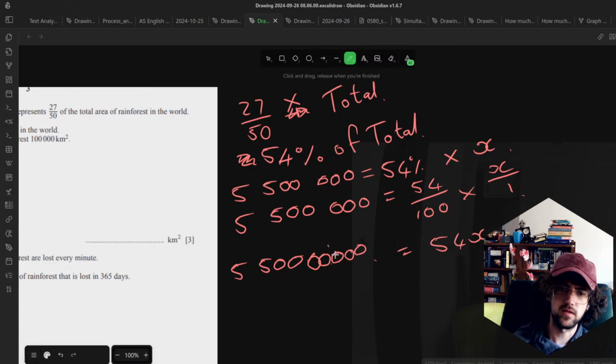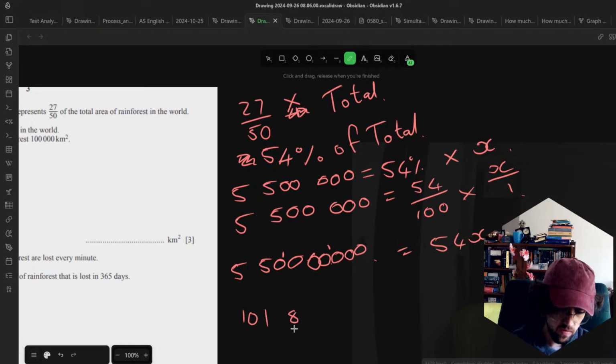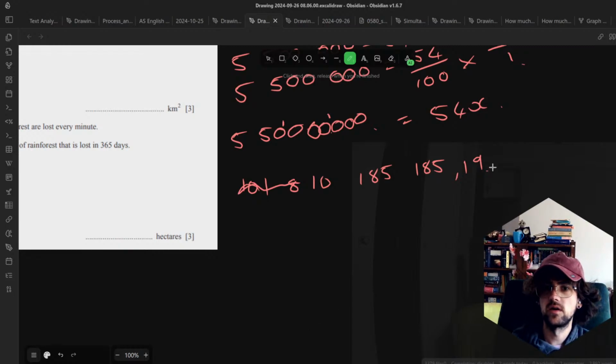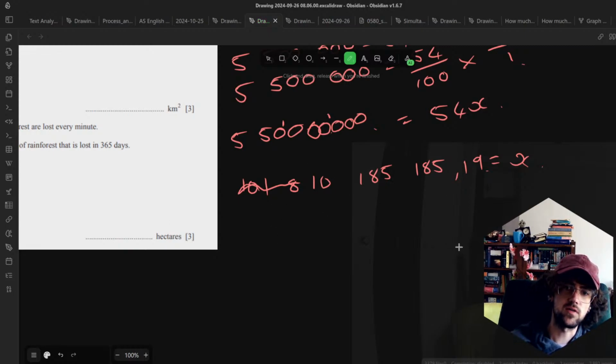Let's just rewrite this. I like to put it in groups of 3 because it makes sure that I do it properly. So then I'm going to get x on its own. So it's going to be 5,550,000,000 divided by 54, which gives me 185.19, and I would wager that that's probably 185 recurring, is equal to x. So I needed to round it off to the nearest 100,000 kilometers, say.